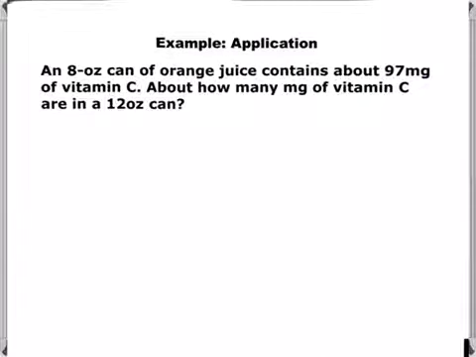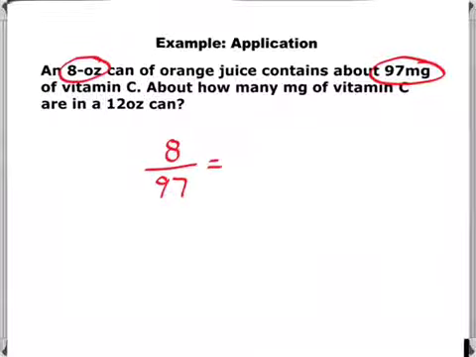All right, in this word problem, they tell us that an 8-ounce can of orange juice contains about 97 milligrams of vitamin C. About how many milligrams of vitamin C are in a 12-ounce can? Let's first start looking at the 8-ounce can and how many milligrams it has. 8 ounces goes with the 97 milligrams. Let's then compare it to the 12-ounce can. We're not certain how many milligrams of vitamin C it has, so let's make that our variable C.